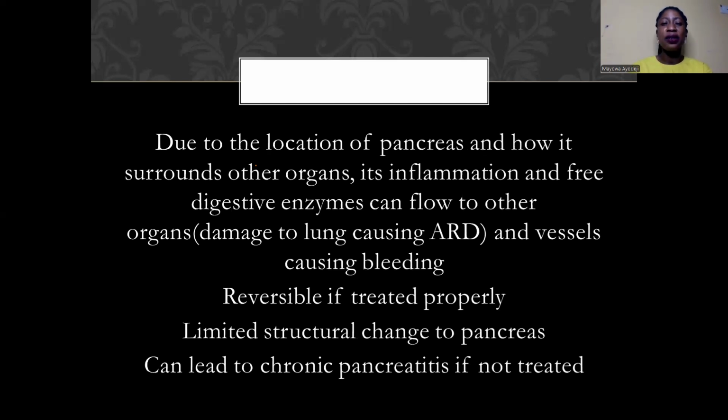So please take note. Now, due to the location of the pancreas and how it surrounds other organs, when it is inflamed, there is a probability that digestive enzymes that are trapped within it will begin to flow out to other organs and vessels. And this can affect those organs and vessels. These digestive enzymes will begin to damage the organs. They can find their way to the lung, causing acute respiratory distress syndrome. Then they can also affect vessels, causing what? Bleeding. So that is why in a patient with acute pancreatitis, you will see signs that are known as Cullen sign and Grey Turner sign. We'll still discuss that later on.